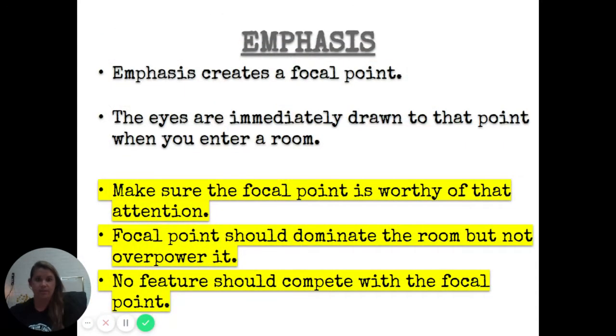Again, emphasis has three rules, like we have three rooms for form. Make sure the focal point is worthy of that attention. Is it something really ugly in a room and it's getting all the attention and that's the emphasis? No, that's not worthy of the attention in the room. Make sure your focal point dominates the room but doesn't overpower it. It should be obvious what that focal point is, but it shouldn't be overpowering. Like, oh, that's a big fireplace, I think it's going to fall on me. That will be overpowering. No feature should compete with the focal point. You shouldn't have two or three things where you're like, I don't know what the focal point is. I'm not really sure. It should be pretty obvious.